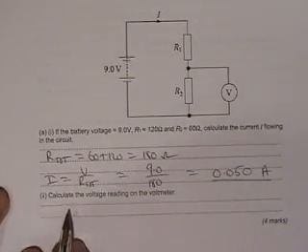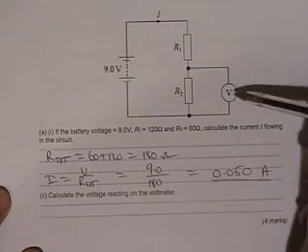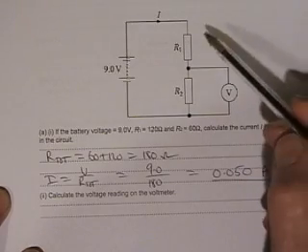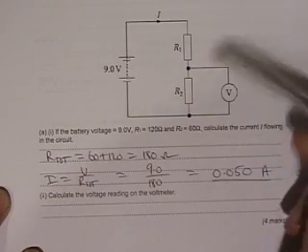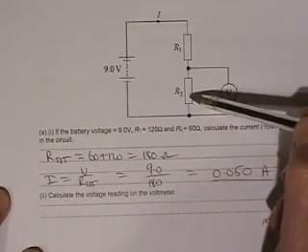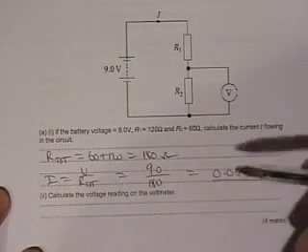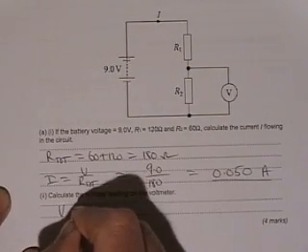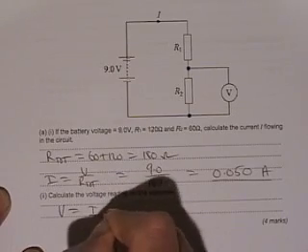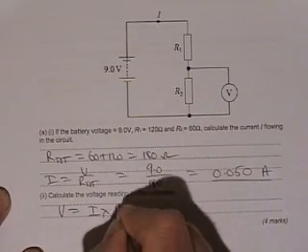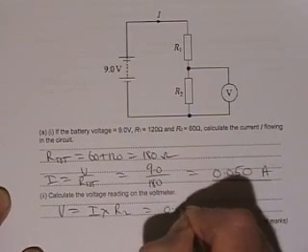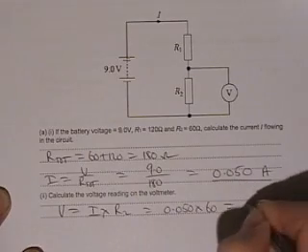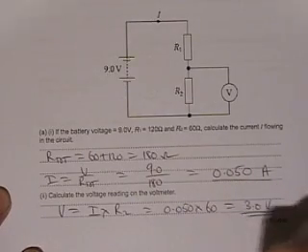Next part, calculate the voltage reading on the voltmeter. Well, the voltmeter is reading the voltage across one of the resistors. We know the value of that resistance, it's 60 ohms, and we know the current flowing through that resistor because the current in that resistor is the current in the whole circuit, which is 0.05 amps. So therefore, the voltage we're trying to find is the current times the resistance there, R2, so it's 0.050 times 60, which is 3 volts.